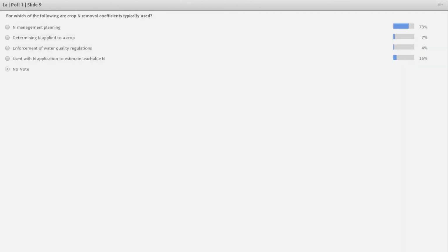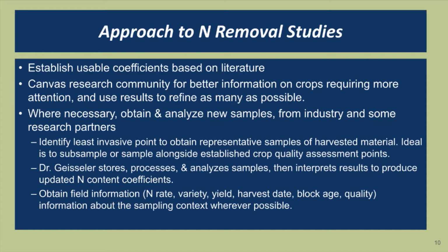Well, it's really used for all of the above, except enforcement of water quality regulations. It really hasn't been used for that. It's used as a metric in the program, but there's no history and no explicit plan to use it for enforcement of water quality regulations. So that's, in a way, a trick question, but good responses and interesting responses.